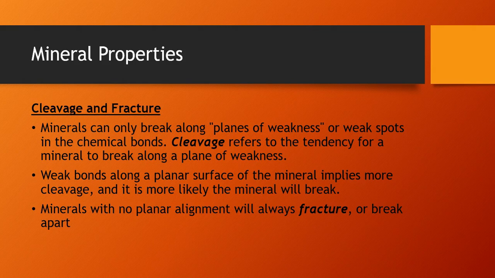And some minerals are just structured in sheets or some format where they can break at that particular plane of weakness. You have weaker bonds on those planes than you do in the rest of the mineral itself. And that makes it more likely to break along those planes. If there's no planar alignment, then those minerals will always fracture. They'll always break apart, and they just break apart into pieces, not into flat planes or along a particular flat plane. So this can tell you something about what the mineral is made out of. If it has a plane of weakness it can break along, then that tells you something of the structure. If it can only fracture, that tells you something of the structure.